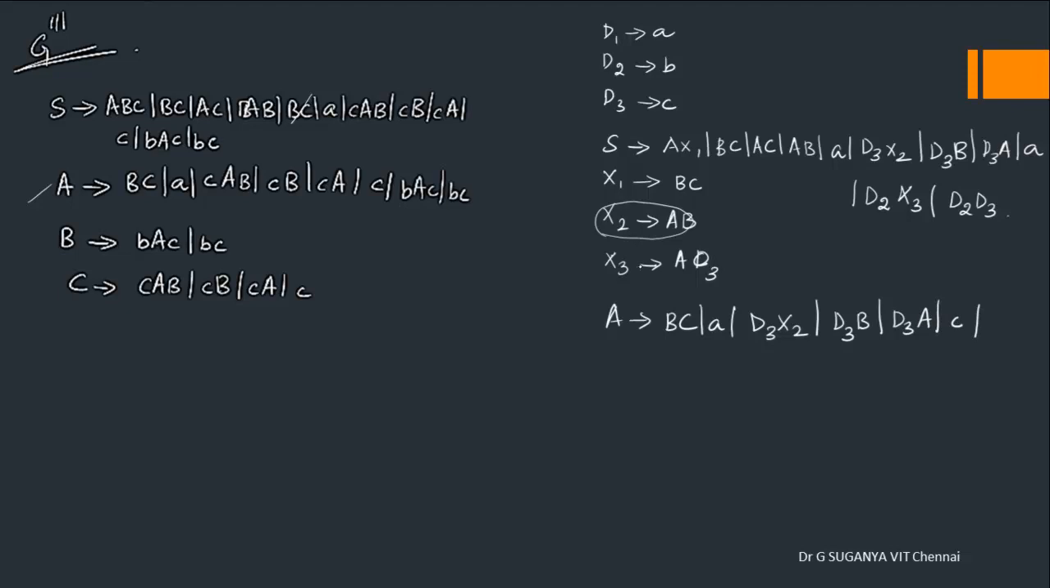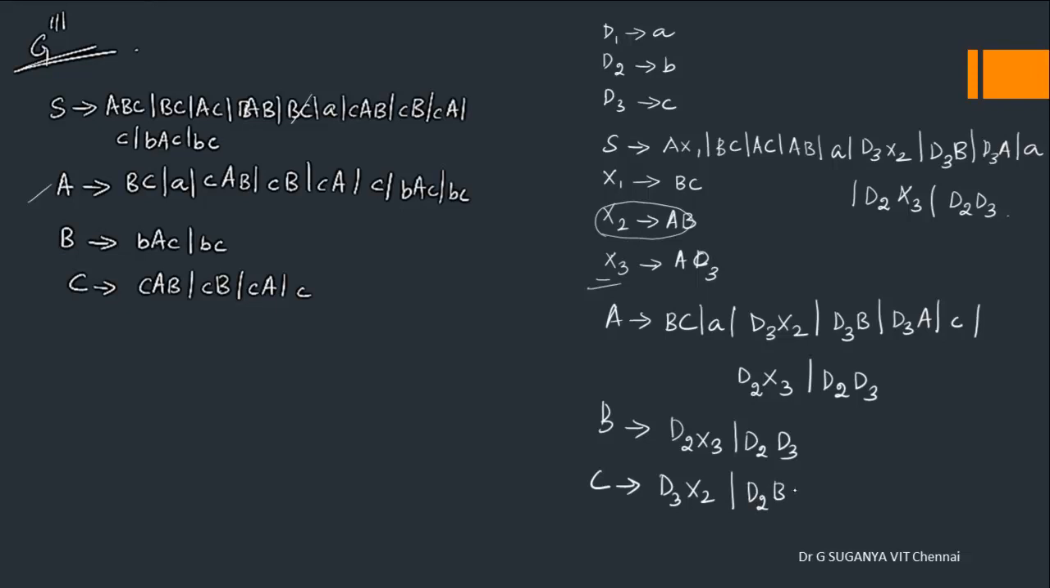Then coming to BAC. Okay, so for B we have to substitute D2. Then A small c, so A D3, for which you can use X3. Okay, this production. Then at last you have BC, which can be replaced by D2, D3. Then coming to B's production. Okay, it is BAC, BC. It is the same, which will be D2 X3 or D2 D3. Okay, at last for C, C gives CAB, which is D3 followed by AB. AB can be written as X2. Then you have CB.